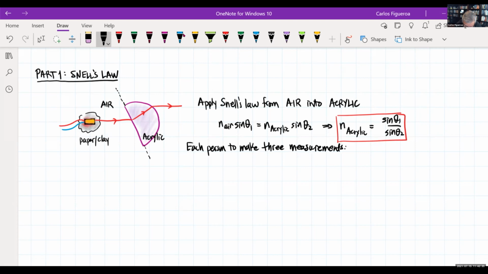And then set up a table. So that means I'm going to have theta 1 in units of degrees, and theta 2 in units of degrees. And then what I want you to do here is get your index of refraction for acrylic. So that means I want you to do this 1, 2, 3 times.